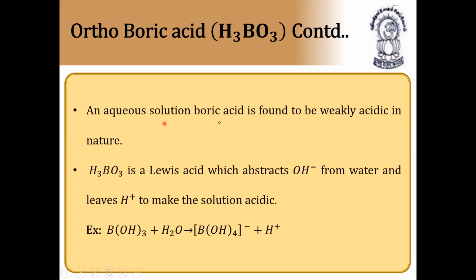An aqueous solution of boric acid is found to be weakly acidic in nature. H3BO3 is also a Lewis acid because of the presence of boron, which abstracts OH minus ion from water and leaves H plus ions to make the solution more acidic. So in solution form, it exists as B(OH)4 minus plus H plus ions. Due to the presence of H plus ions, it is weakly acidic.